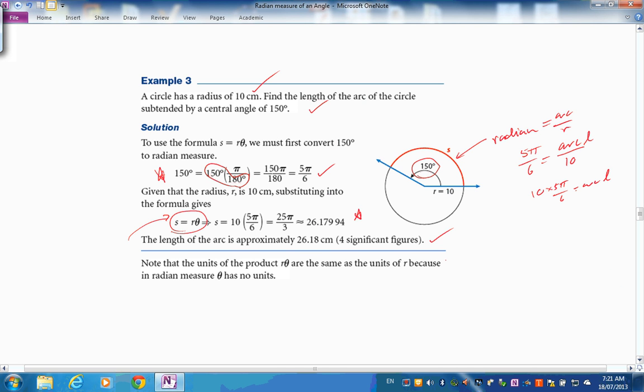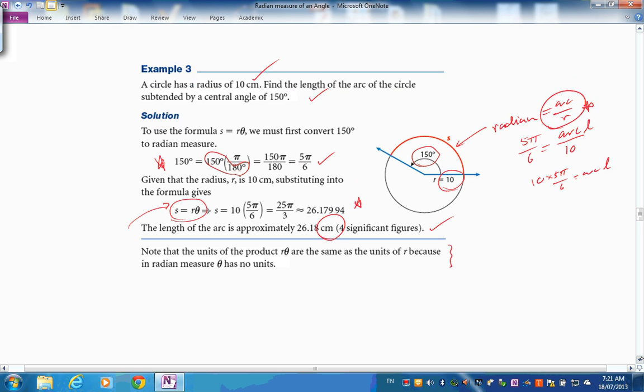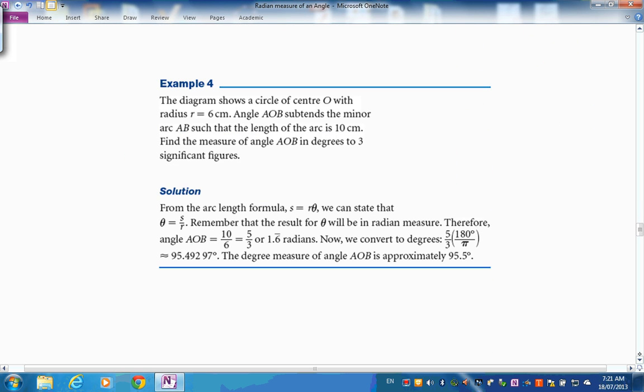Notice, very important, that the units of the product r theta are the same as the units of r, because in radian measure theta has no units. Why has theta got no units? Arc over radius is a ratio, if you like. The units cancel out, and you just get a ratio there. So that's an important idea. It doesn't contribute to any change in units. So if the radius is 10 centimetres, the arc length will be in centimetres. Okay, do you want to do some? Let's do one more here.